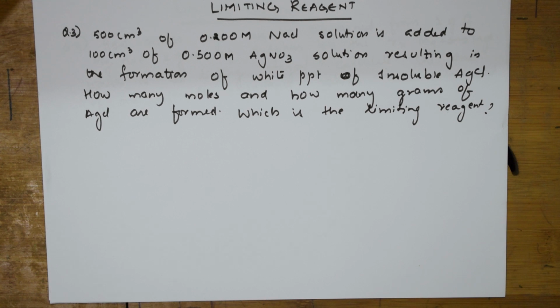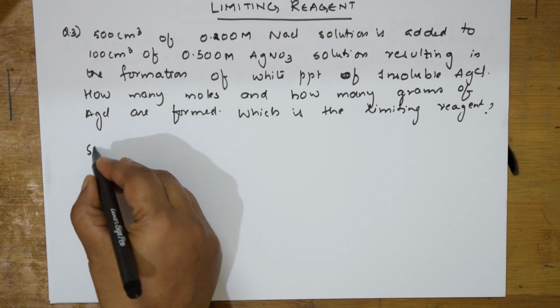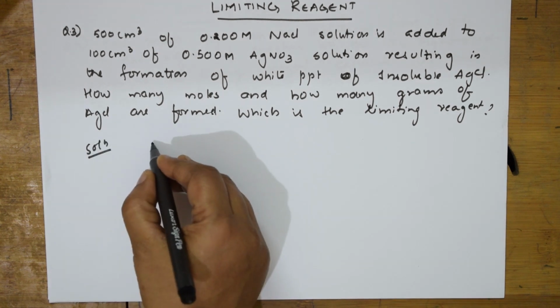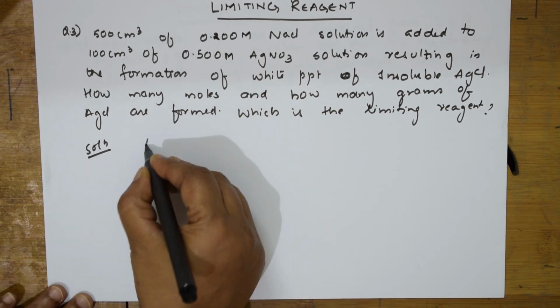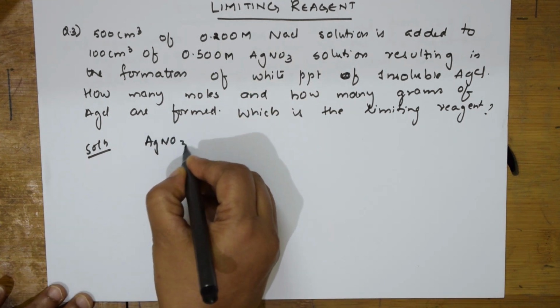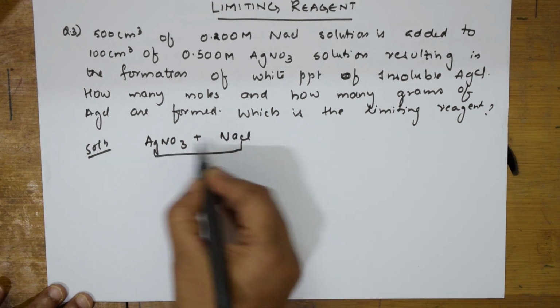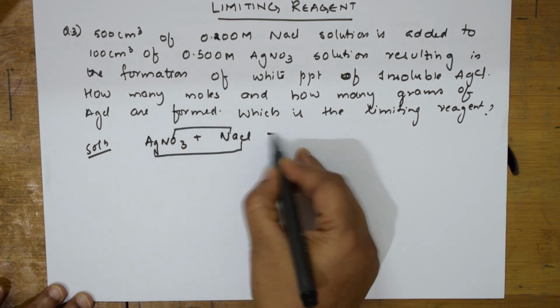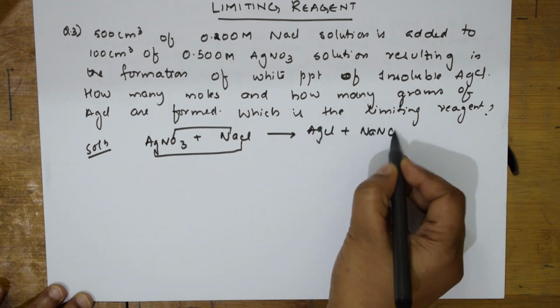Okay, fine. So basically, when such a question is given to you, try to write the formula first. What did they say? AgNO3 reacts with NaCl. Silver nitrate reacts with NaCl. It gives AgCl and NaNO3. What do you get? Silver chloride plus NaNO3.